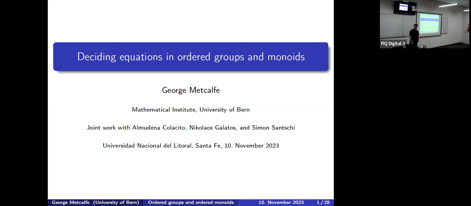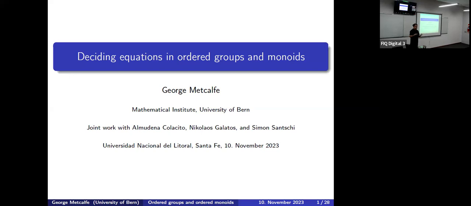Good afternoon, everyone. So my talk today will be about deciding equations in ordered groups and monoids. That is, groups and monoids equipped with a total order or a lattice order that's preserved by the group or monoid operation. Now, my interest in these ordered structures comes from logic, where they play a key role in representing the semantics of non-classical logics. But of course, ordered groups and monoids appear throughout mathematics, in particular in algebra, analysis and topology.